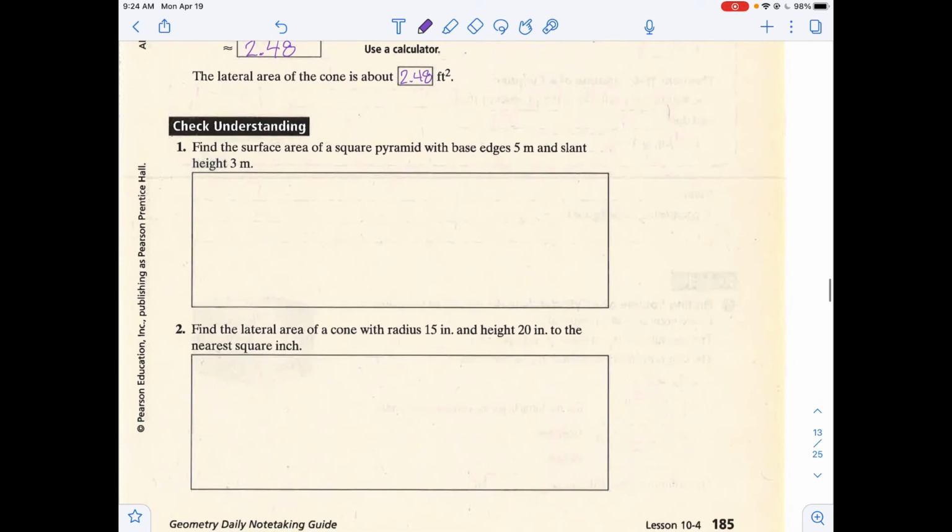Okay, this is where you pause the video and go ahead and try the check for understanding problems. And when you get done with those, you can come back, hit play, and check your answers. There are only these 2 questions to answer today. All right, so let's go ahead and get started.